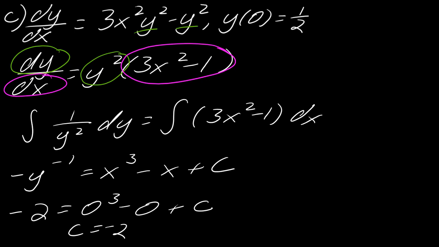So then my final answer will be negative 1 over y equals x cubed minus x minus 2. And so that would be my final answer for that one. And so that covers it for these examples then.